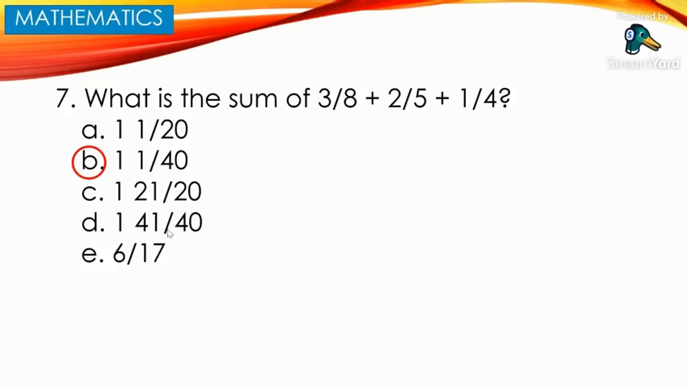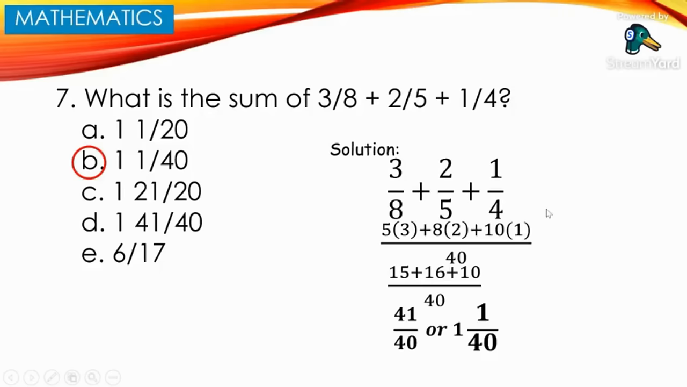The answer is an improper fraction that was written as a mixed number. Okay, so if you're going to add for this, tatlo na yung ating addends dito: 3 over 8, 2 fifths, at saka 1 fourth. So dito na tayo ngayon gagamit ng LCD ng tatlo. So how do we solve for the LCD? We recite the multiples of all the denominators 8, 5, and 4, and then the least na magkapareho sila, that would be our LCD.